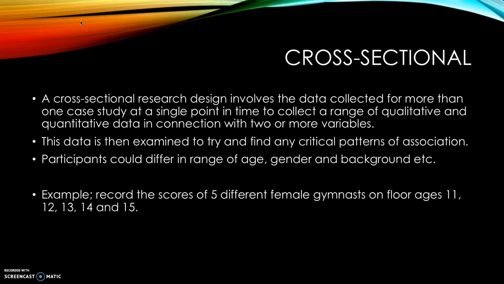So the different things participants could differ in is the range of their age, gender and background. And then an example would be recording the scores of 5 different female British gymnasts on floor with ages 11, 12, 13, 14 and 15. This way you get a range of different results from different age participants on which you can compare against each other to see if there are any critical patterns.